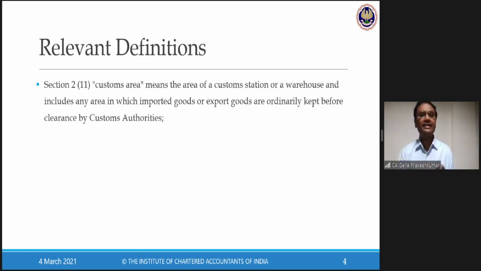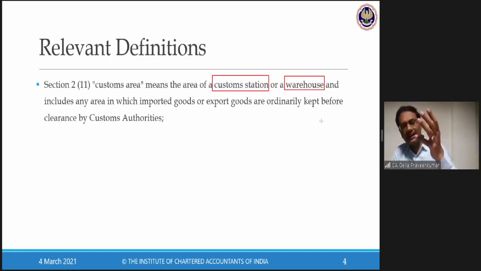Customs area means it is an area which is under a customs station or which is a warehouse. Now they use the language customs station or a warehouse. Now, a customs station, like a railway station, is a place where you get the material cleared from your ship or vessel or your aircraft. So there is a place where material is meant for clearance, or it is a warehouse.